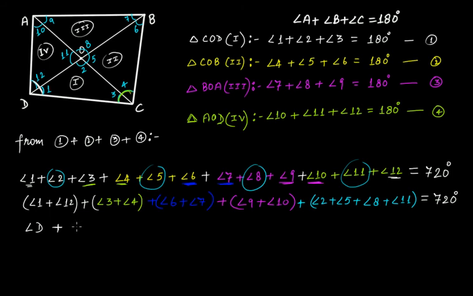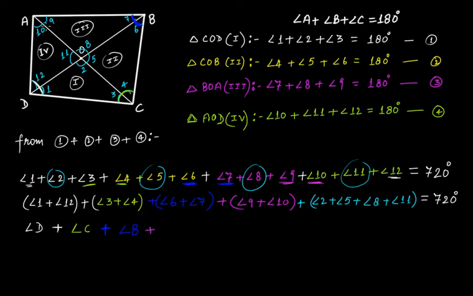So either you can write angle DCB or simply angle C, right? Now plus angle 6 plus angle 7. What does that mean? Angle 6 plus angle 7 completes this angle, right? That is angle CBA. If you want to write angle CBA, that's fine. Otherwise, you can write angle B only.